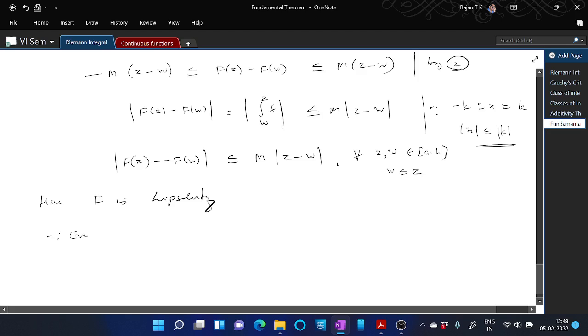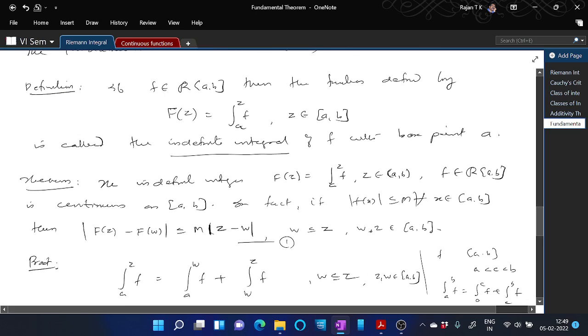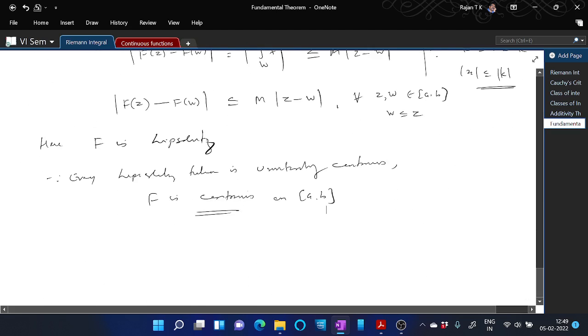Since every Lipschitz function is uniformly continuous, F is continuous. F is continuous on the interval [a,b]. So the indefinite integral capital F defined by F(z) equal to integral a to z of f is actually a continuous function on the closed interval [a,b].